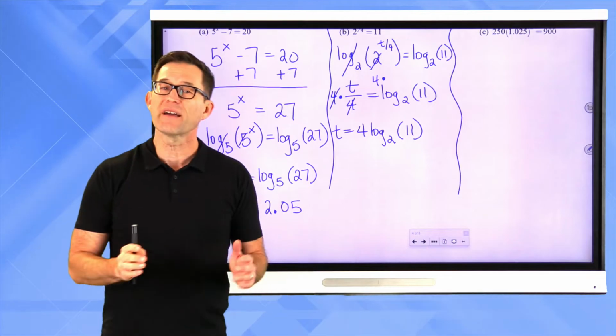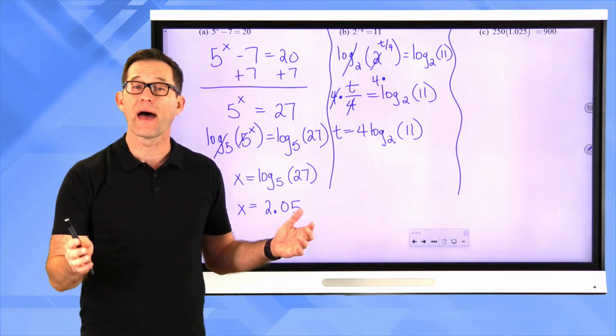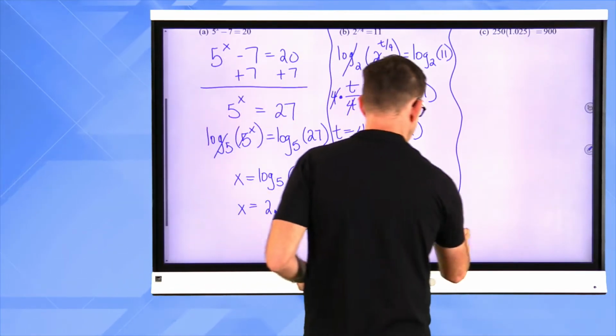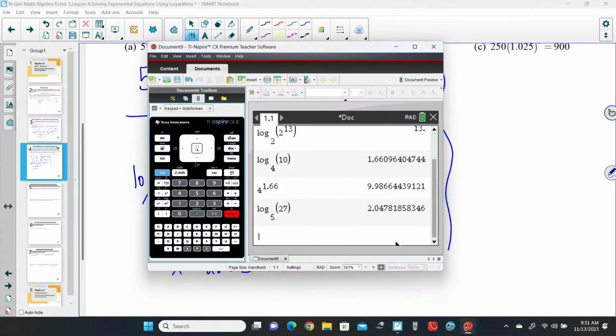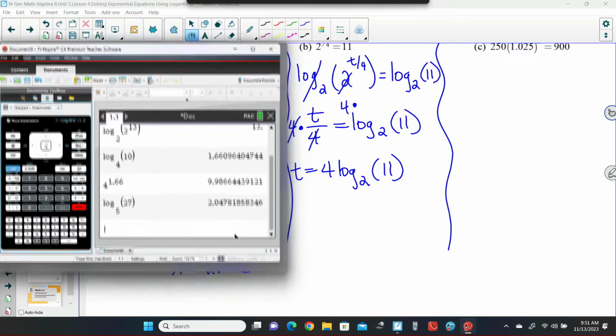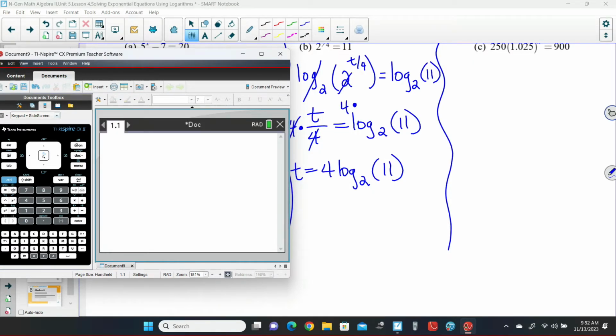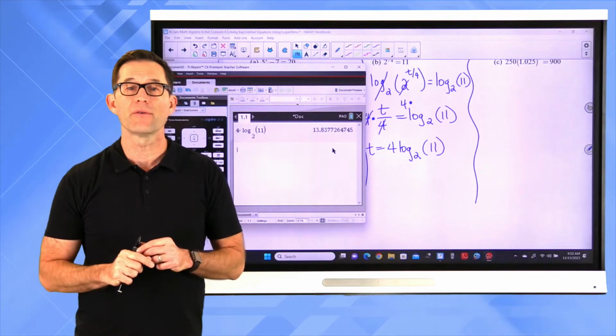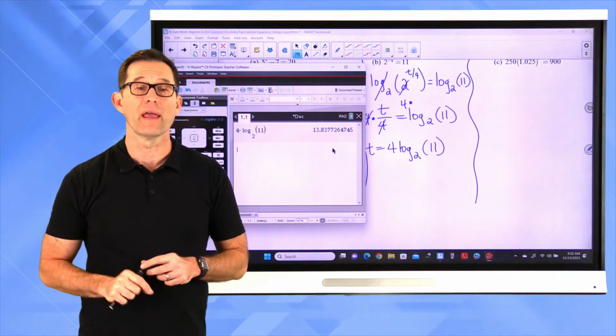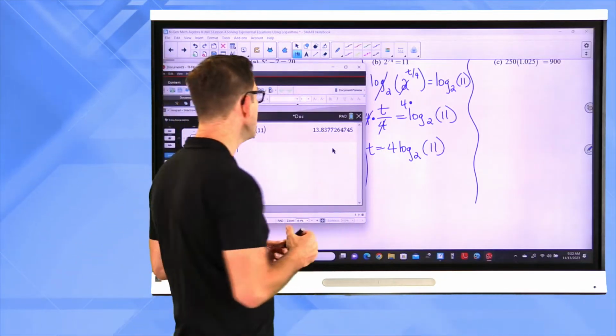And now what's easy is I can put that all into my calculator at once. So let's do our calculator again. Let me just clear my history out. All I want is 4 times the log base 2 of 11. And that gives me 13.8377, etc. Rounded to the nearest hundredth, we've got 13.84.